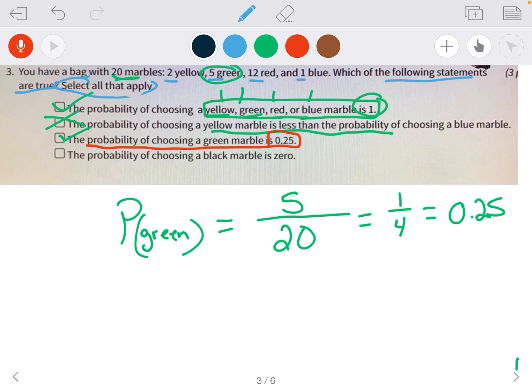So that is true. And then the last statement, the probability of choosing a black marble is 0. Are there any black marbles? I've got yellow, green, red, blue. Well, there is none. So yes, it's going to be 0. So you have 3 things to check on that section there.